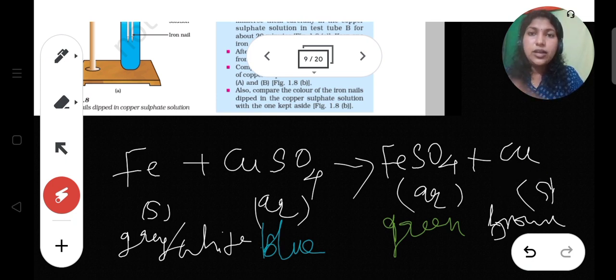The color changes from blue copper sulfate to pale green ferrous sulfate solution. And the nail color changes from gray or white to brown. This is a displacement reaction. Once again, highly reactive elements can displace less reactive elements. So this is the displacement reaction. I think activity 1.9 is completed.